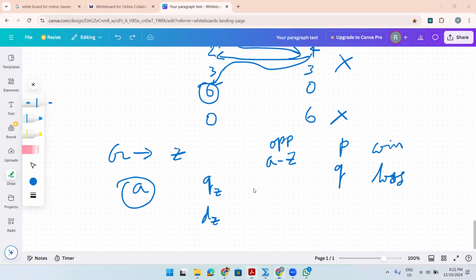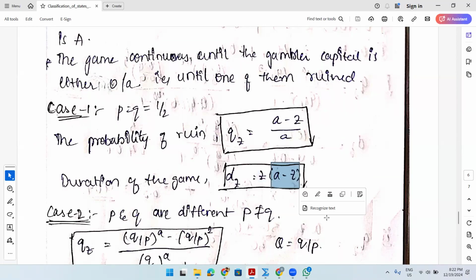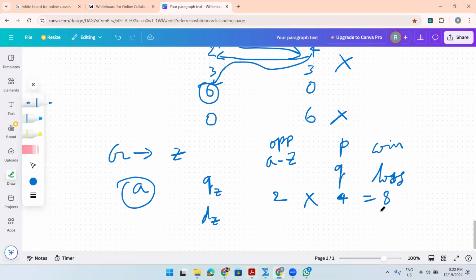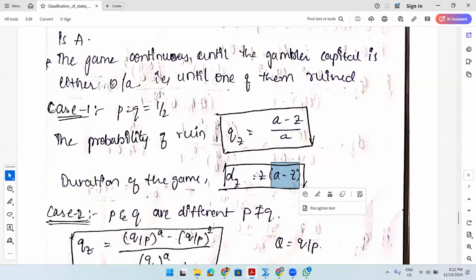Multiplication. In this case, suppose the gambler has 2 rupees and the opponent has 4 rupees. What is the duration? 4 into 2 is 8. It is not the maximum or minimum, it is the average: they can play 8 times. It is a very simple formula: Z into (A minus Z).